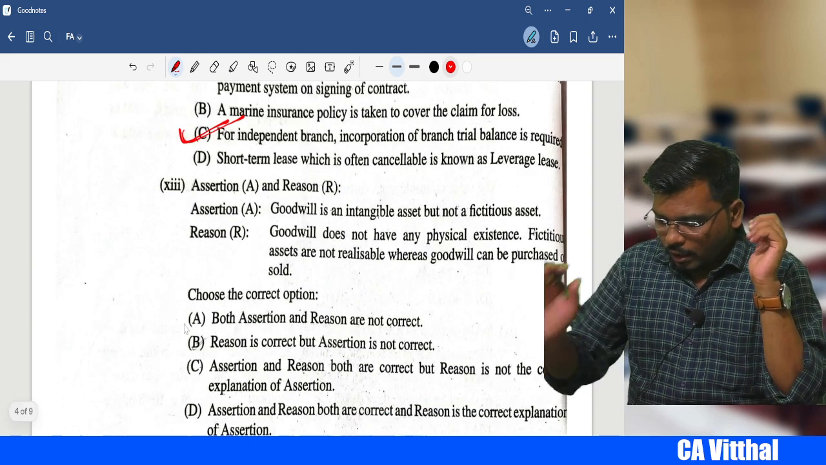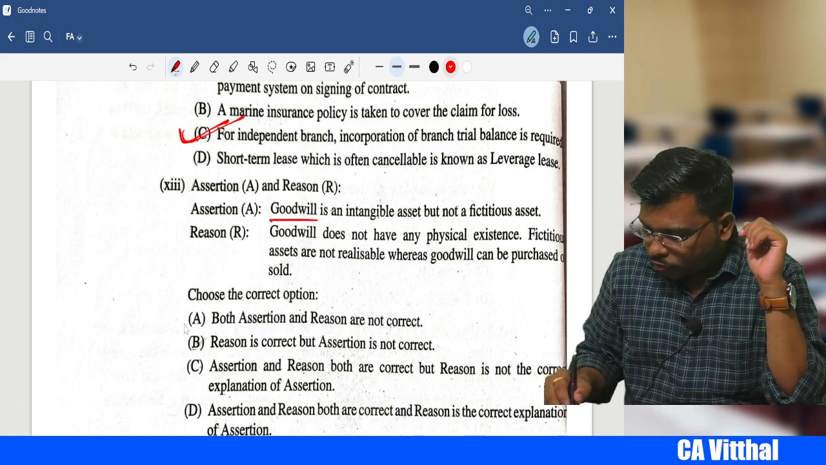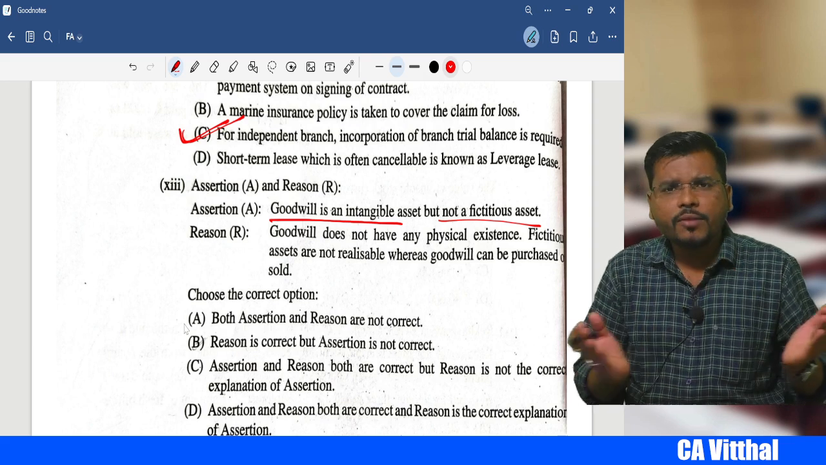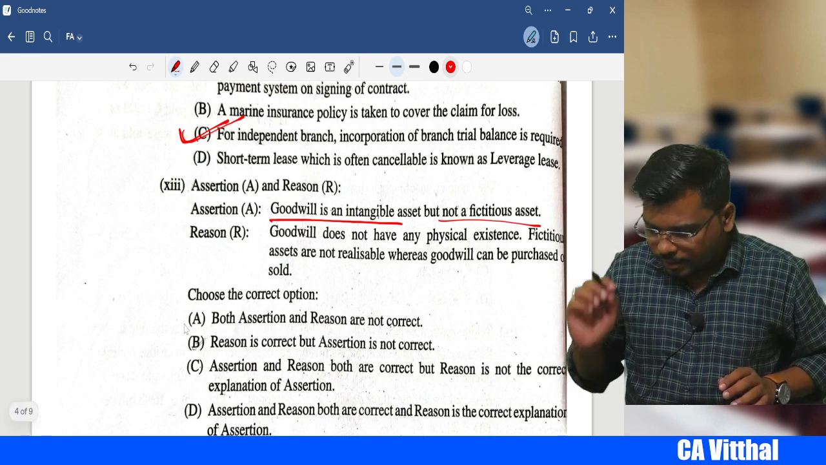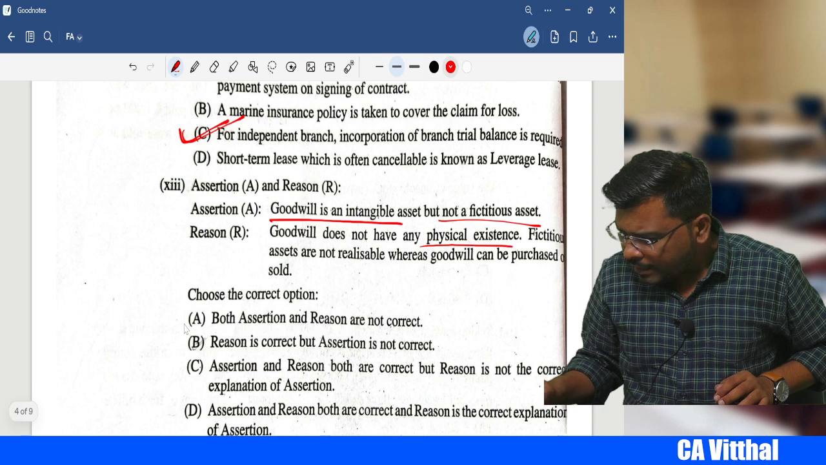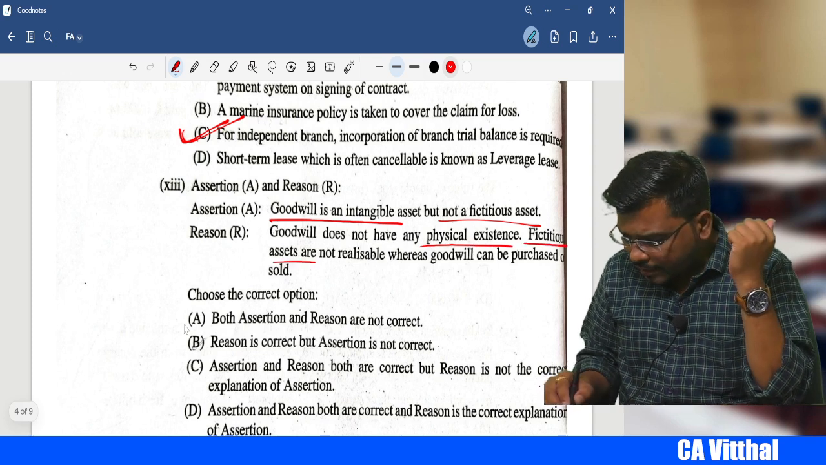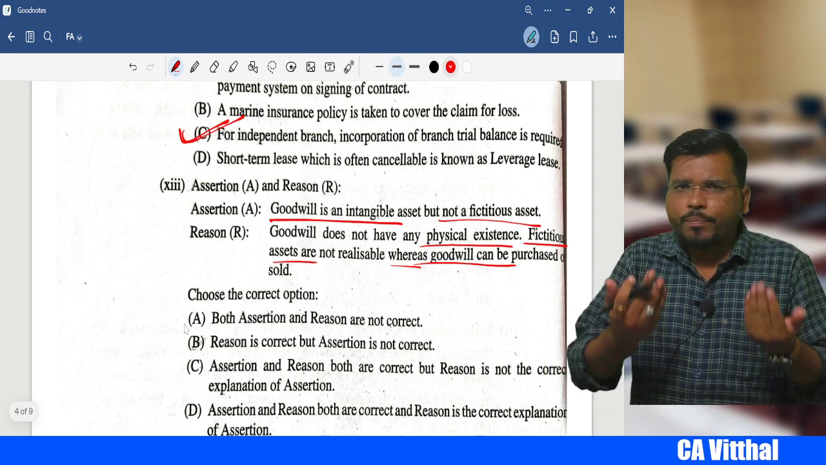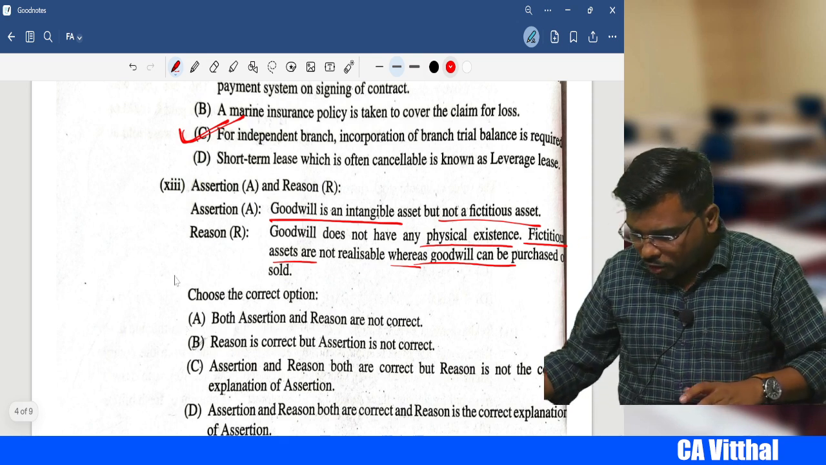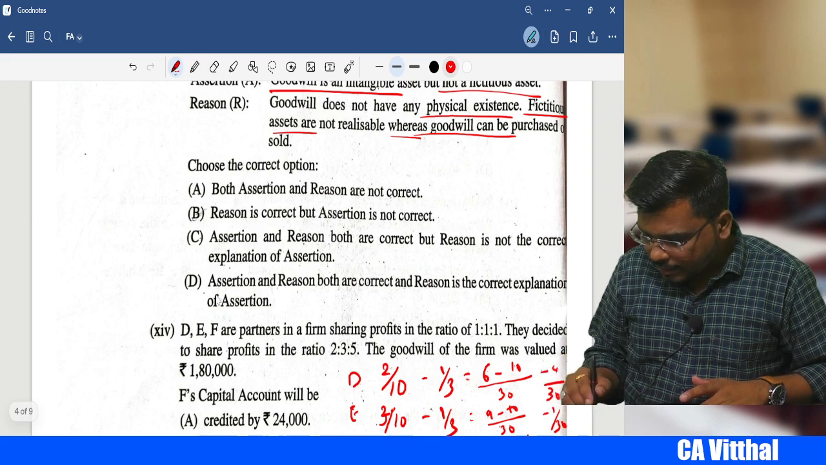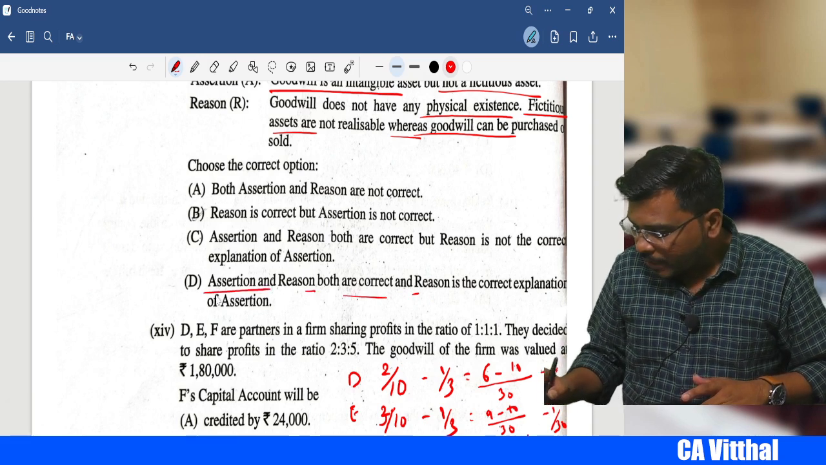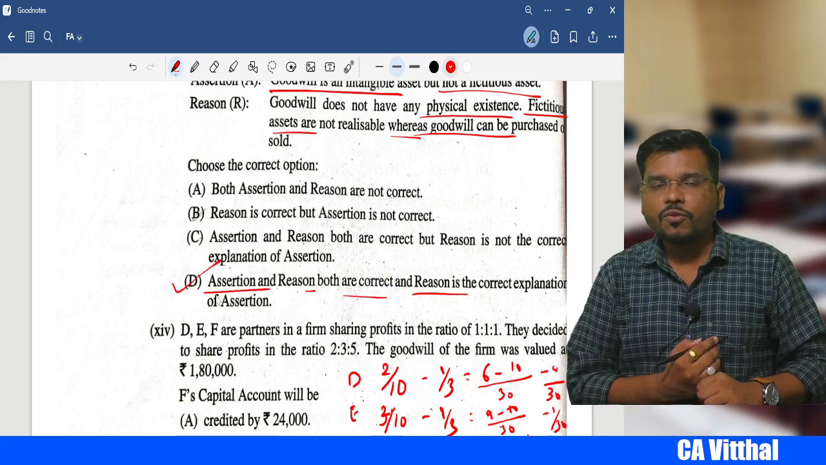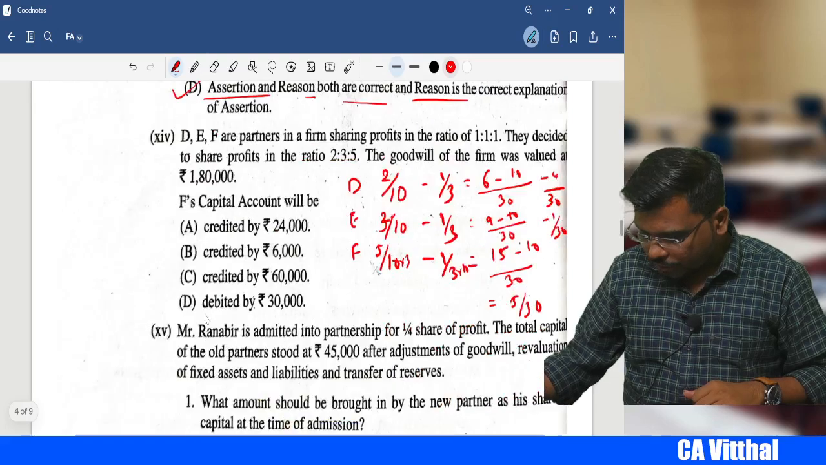Next one, assertion and reason. Goodwill is an intangible asset but not a fictitious asset. Correct. Goodwill is an intangible asset, not a fictitious asset. Assertion is correct. Reason: goodwill does not have any physical existence. Yes. Fictitious assets are not realizable, whereas goodwill can be purchased or sold. Yes, we can purchase the goodwill or we can sell the goodwill. So what is the correct option, my dear student? Here the assertion and reason both are correct, and the reason is the correct explanation for the assertion. So option D is correct, my dear students. Right? Okay. Come to the next one.